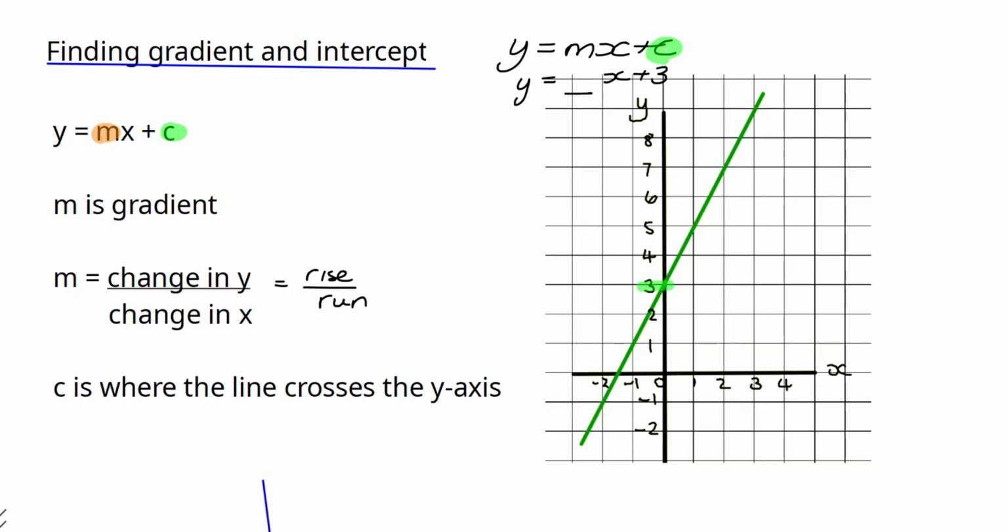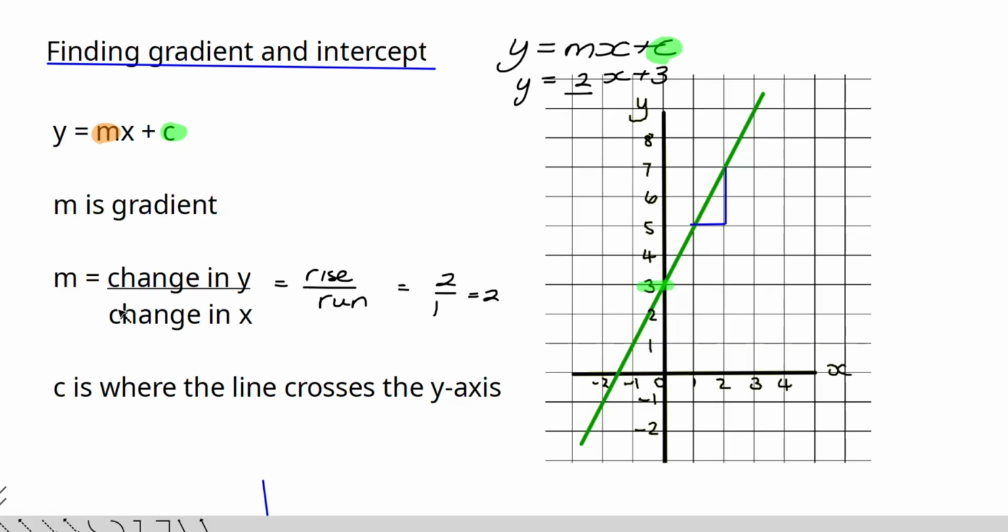Basically, you're looking at how much it goes up for every 1 it goes across. I'll just explain that in full. It's going from 1 to 2 in x, and it's gone up 2 in y. So the change in y, or how much it's risen, is 2. How much it's gone across is 1. The run is 1. The change in x is 1. 2 divided by 1 is equal to 2. So that value there is 2. The gradient is 2. Okay.